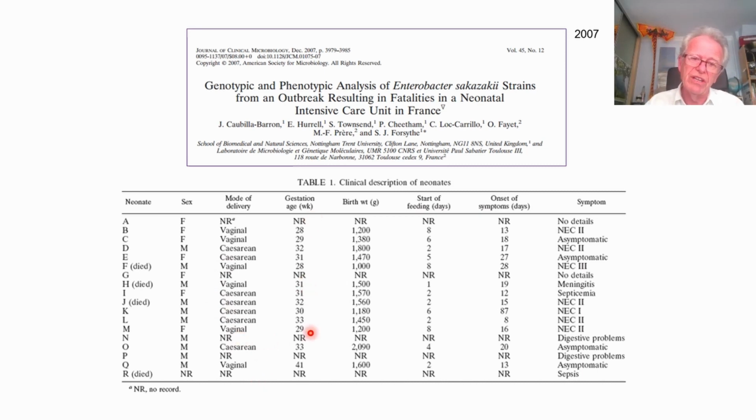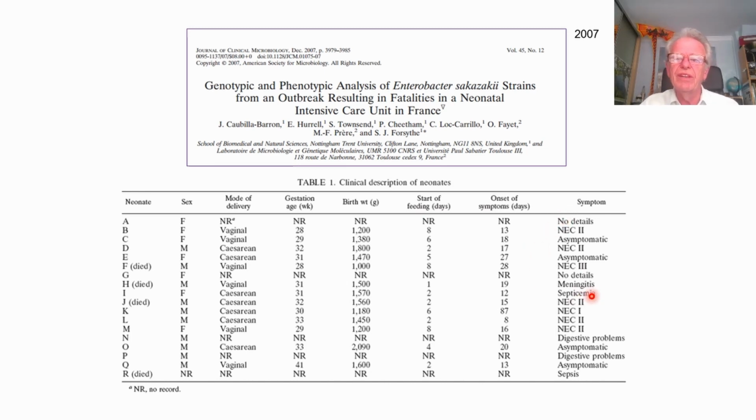We have gestation age, so you can see the prematurity of them, the birth weight, when they started to feed, the onset of symptoms after they started to feed, and what their symptoms were. NEC means necrotizing enterocolitis, which is where the intestinal wall dies, it degrades, and therefore the great worry is that the bacteria in the intestinal contents can cause a systemic infection. So it's a very, very serious infection.